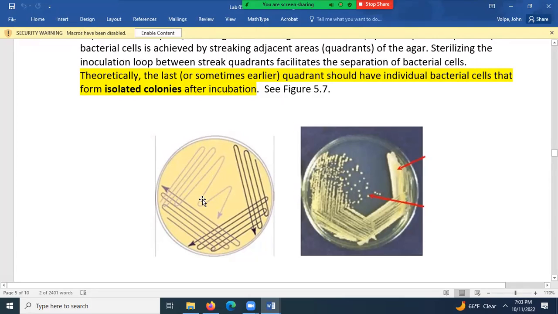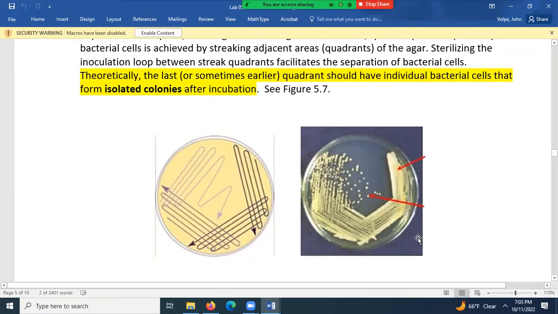And then you set up sector 4. The goal is that someplace along the line, the bacteria will be diluted, and then that will give you isolated colonies. Here we're seeing it in sector 4, but the isolated colonies could be in sector 3, or even in sector 2, or even in sector 1, if the bacteria are dilute enough to begin with. Okay? Any question about that?